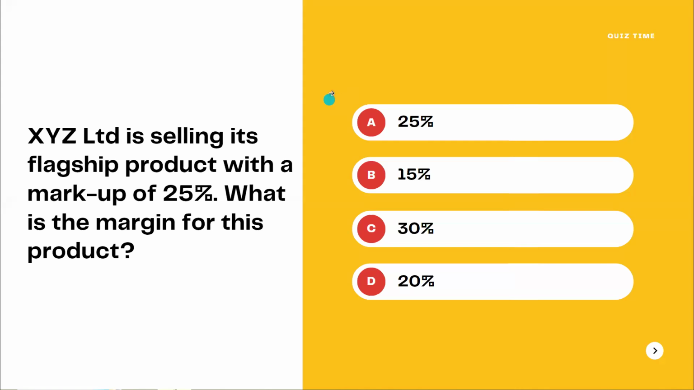Okay, the answer includes A and D. A and D. Okay, I'm still waiting for more answers to come. What is your opinion about this question?